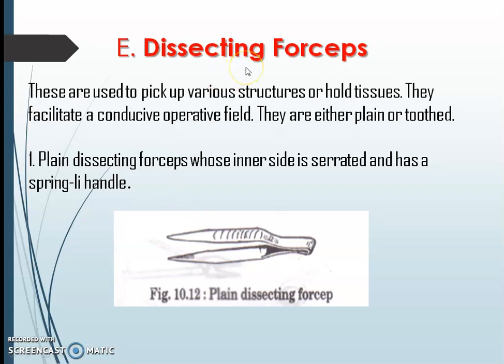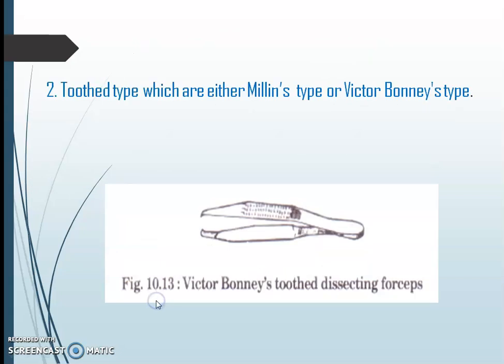Then dissecting forceps. These are used to pick up the various structures of a whole tissue. They facilitate a clean operative field. They are either plain or toothed. The first one is plain dissecting forceps, whose inner side is serrated and has a springy handle. So this is plain dissecting forceps. It has a springy handle. It is serrated on the inner side. Then toothed type, which are either Millin's type or Victor Bonney type.